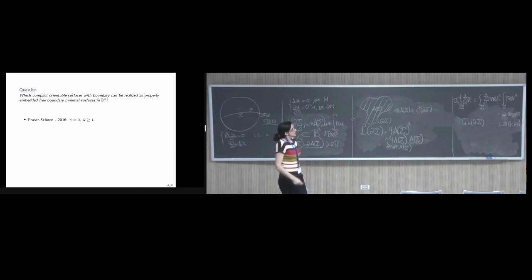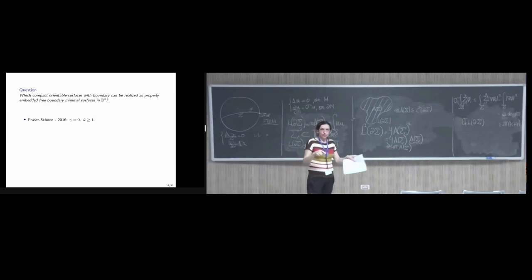Okay, now you have another question. Which compact orientable surfaces with boundary can be realized as free boundary minimal surfaces in the ball? Right, this question is not mine. So Fraser and Schoen showed in the last results, when you have genus gamma equal to zero and the number of components of the boundary kappa is bigger or equal to one.